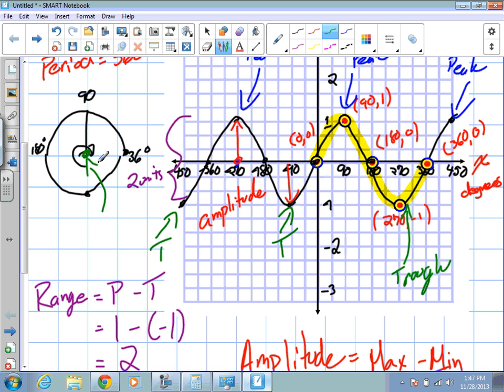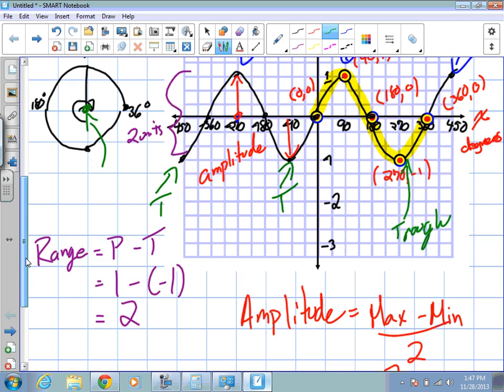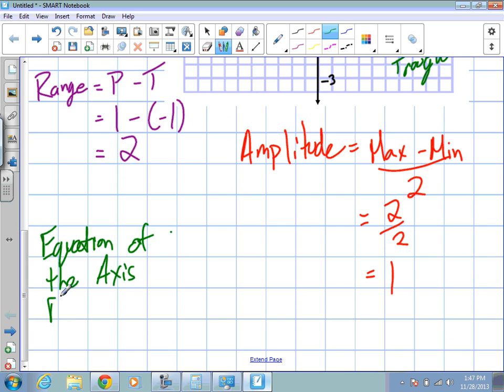And we calculate that using the same idea with our max and our min, or our peak and our trough. We'll call it max and min. I'm going to call this the EOA. EOA. Equation of axis. And we take our max, but instead of subtracting, we add the minimum. And then we divide by a value of 2.